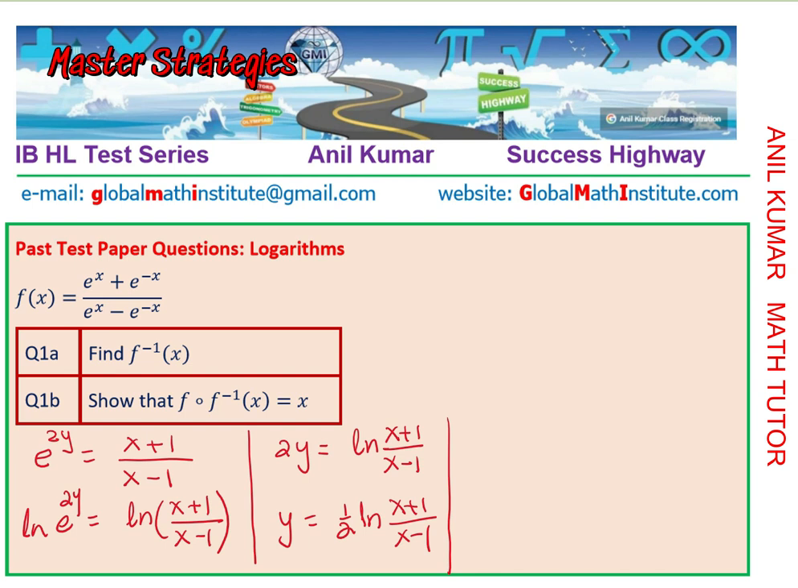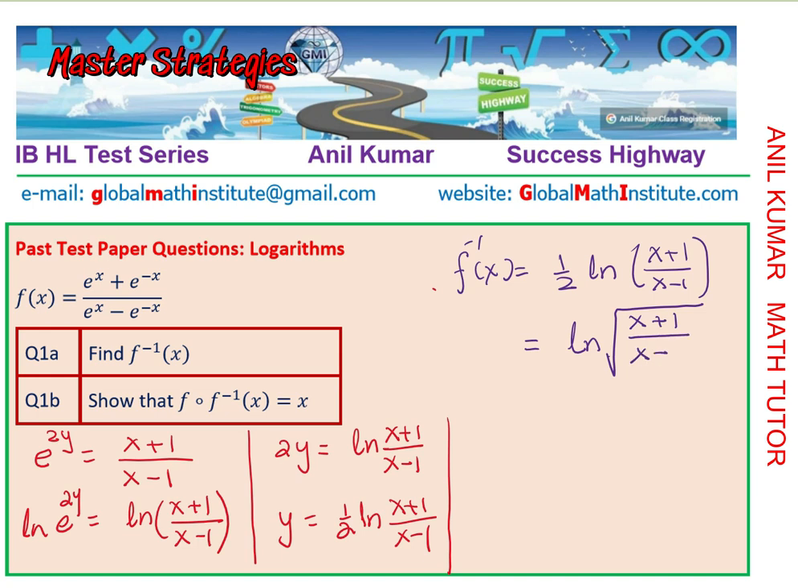So let me write down f inverse now. As you can see very clearly, we got f inverse of this function as equal to half ln of x plus 1 over x minus 1. Clear? Some of you may write it like this, ln of the square root of x plus 1 over x minus 1. That is also correct, right? So that becomes the inverse of this function. Is this absolutely clear to you?